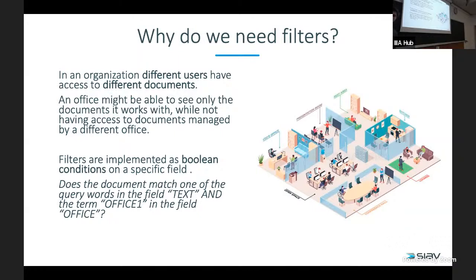So when you have a user coming from Office 1, who is searching for a certain query, your query will not just be related to the match of the words in the user's query and the words in the documents, but there will also be a Boolean condition where you have to get the match for the query and the match for the term Office 1 in the field office. If either one of these conditions is not met, then the document will not be returned to the user. And in this way, you are enforcing the ability to exclude some users from being able to see certain documents.